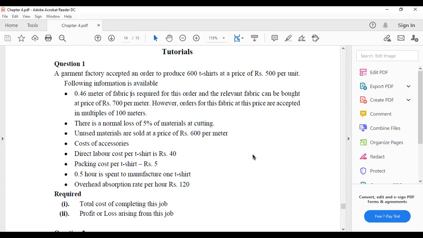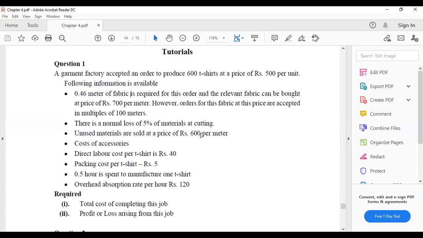It's a normal loss. And unused materials are sold at a price of 600 per meter. So here it was said that you need to purchase in multiples of 100. If there is some unused material, say that it is left 20 or 30 meters of material, no problem, you can sell them at 600 per meter. You purchase them at 700, but you can only sell them back at 600 per meter. But it also helps to reduce the loss potential.